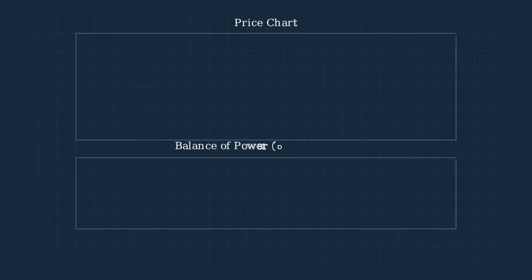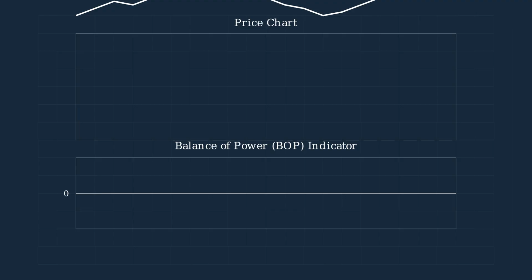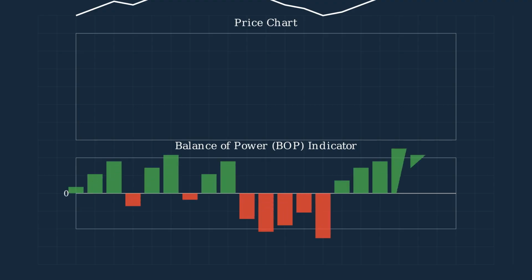The balance of power indicator typically appears as a histogram or line below the main price chart. Here we have a price chart above and the BOP indicator below. Let's see how they work together. Values above zero indicate bullish pressure, where buyers are controlling the market. The higher the bars, the stronger this pressure is. Values below zero indicate bearish pressure, where sellers are in control. The lower the bars extend below zero, the stronger the selling pressure.